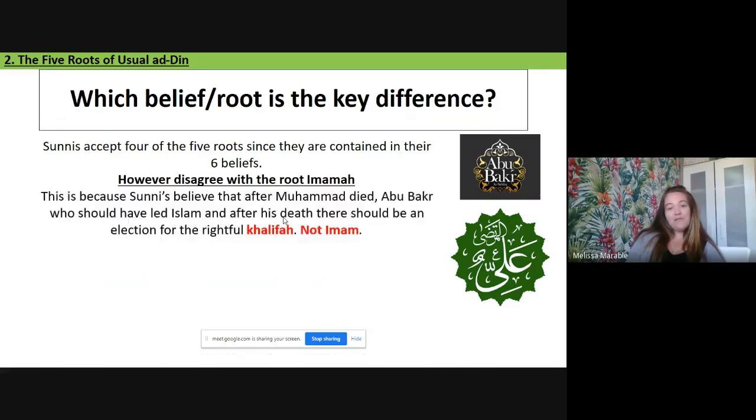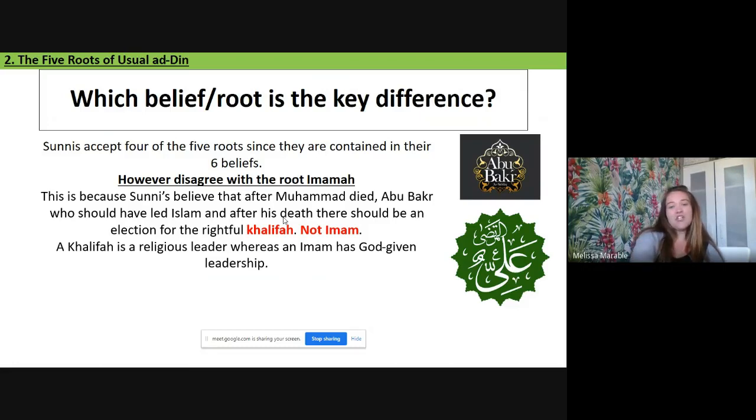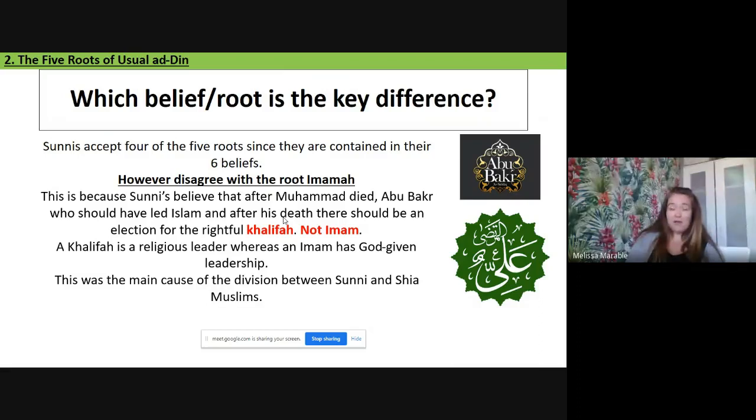So this is because Sunnis believe that after Muhammad died, Abu Bakr should have led Islam. After his death, there should be an election for his rightful caliphate, his caliph, not an imam. A caliph is a religious leader, whereas an imam has God-given leadership, basically what I just said. And this was the main cause of the division between Sunni and Shia Muslims. Now, this division is still really felt in today's world. You have countries in the Middle East which are more Shia or more Sunni, and unfortunately it has been a cause of some war.